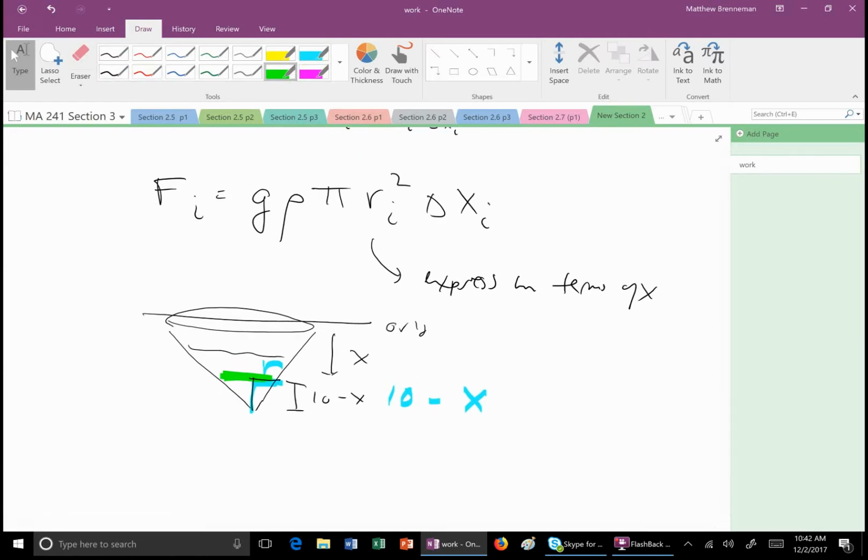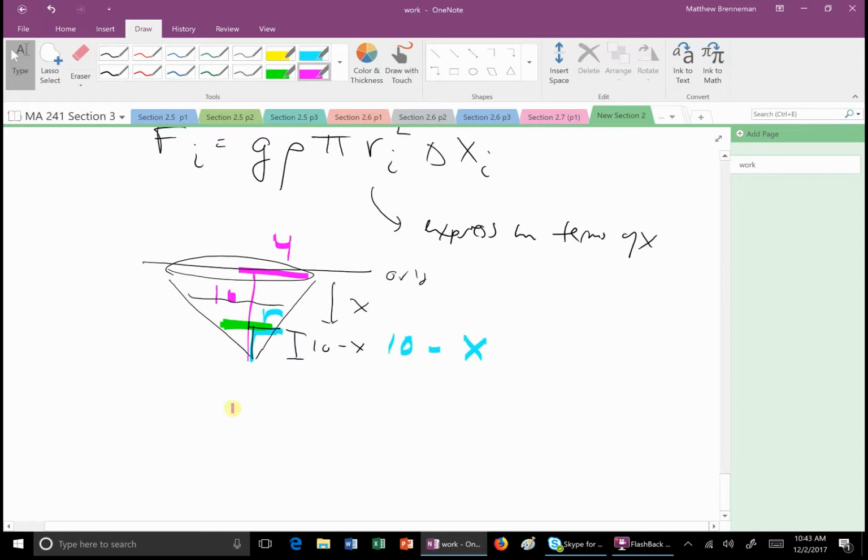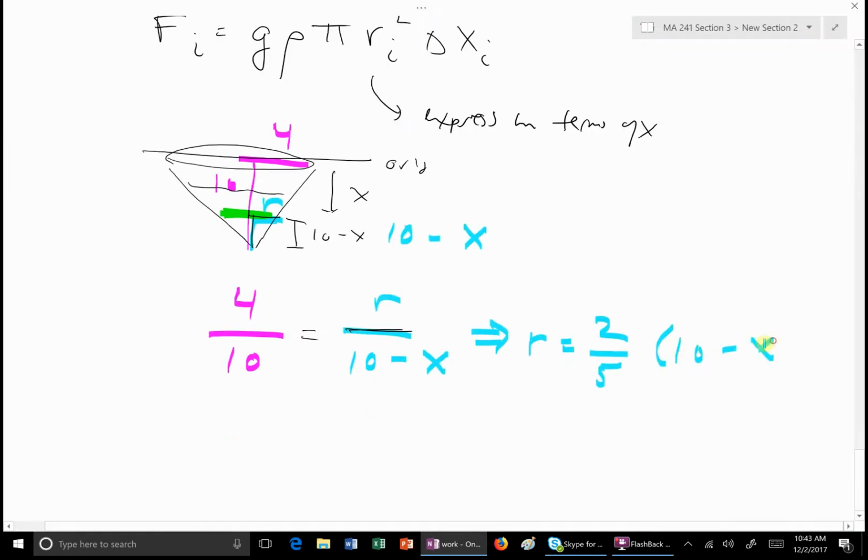Now I can solve for this using similar triangles, because my outer triangle has 4 for the radius and 10 for the height. So now I can write this relationship: the radius of the big cone over its height is equal to the radius of the small cone over 10 minus x, by similar triangles. So now I can solve for r. R is equal to 2/5 times 10 minus x. Almost there.